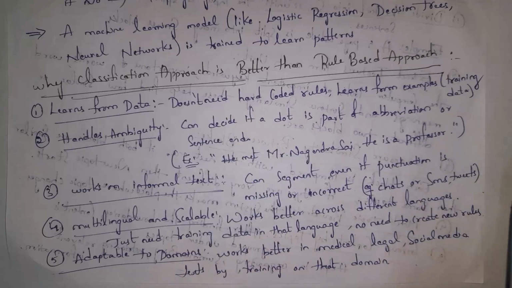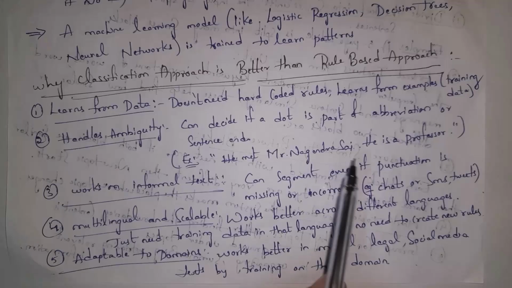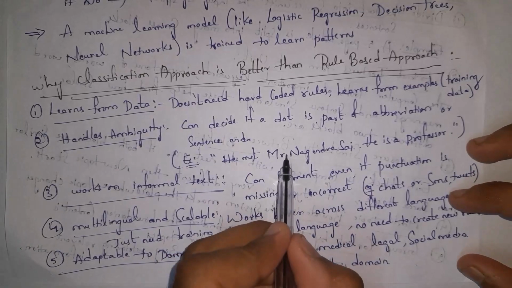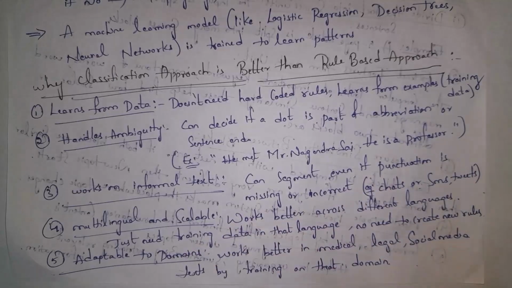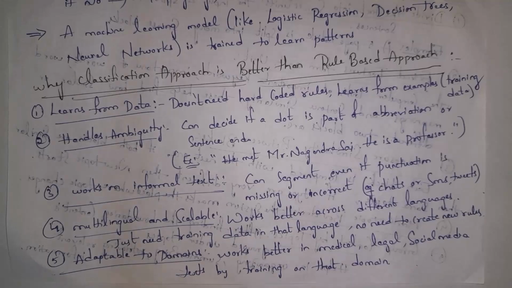For example, there is a paragraph like he met Mr. Nagendra Sai, he is a professor. The NLP model will understand that the full stop after Mr. is not the end of the sentence. Even though there is a dot, the classification based approach will understand that it is not the end of the sentence. And the third one is works on informal text. Guys, even if any punctuation marks are missing, the classification based approach can separate the entire paragraph into individual sentences.